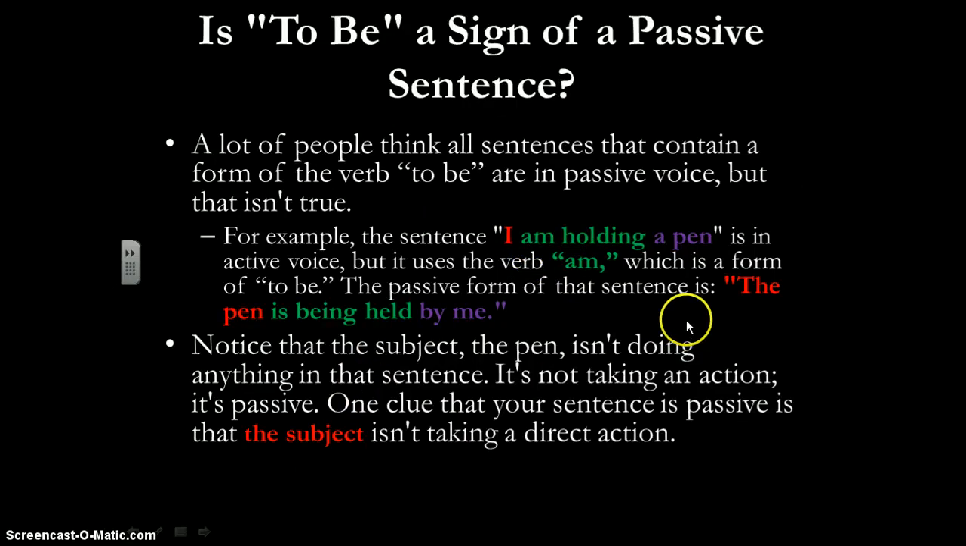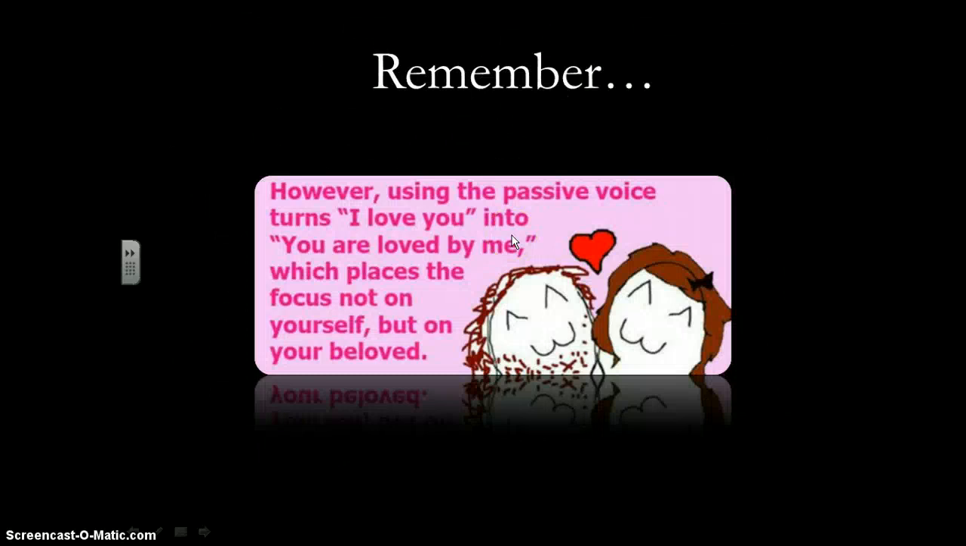So if you wanted to change it to passive voice, remember you take the object and it becomes the subject. So the pen, which was the object, is being held by me. So basically just this one, the object and the subject switch spots, and that's what makes it passive. Okay, so this is just cute. You can read it.